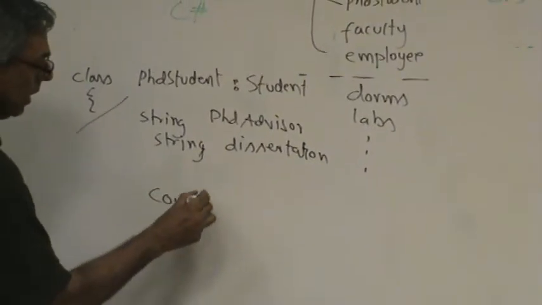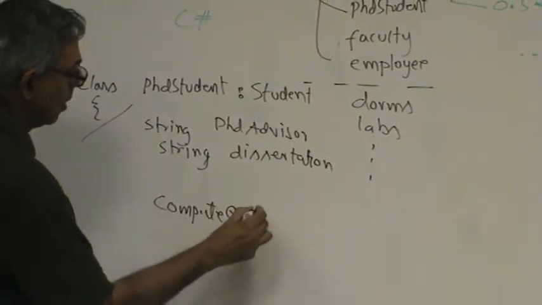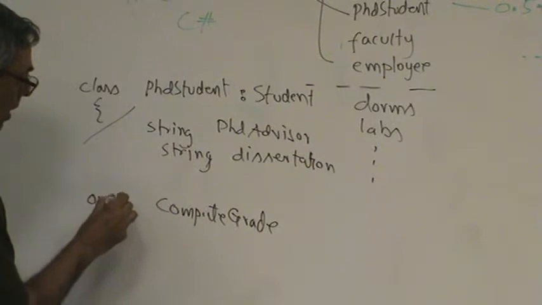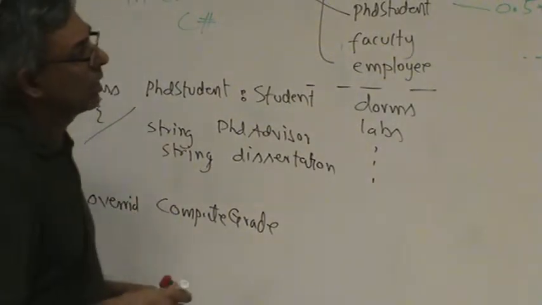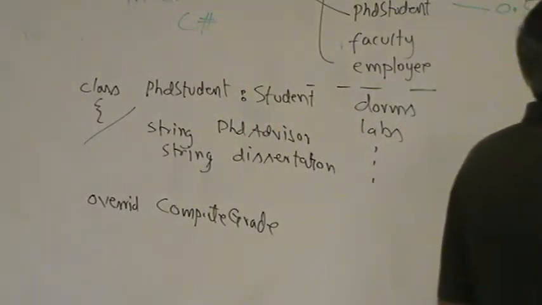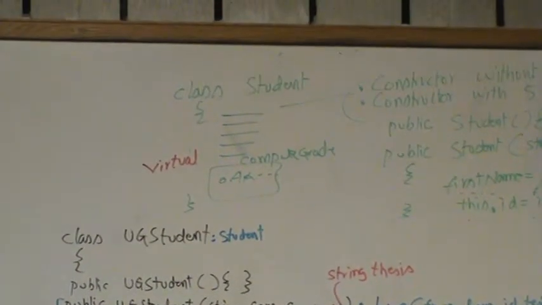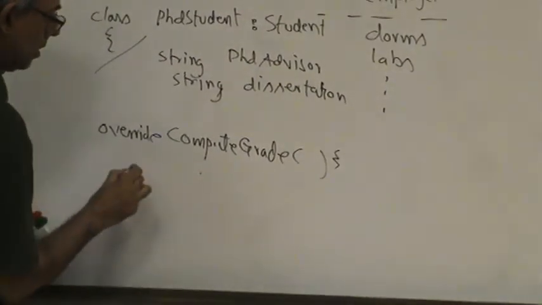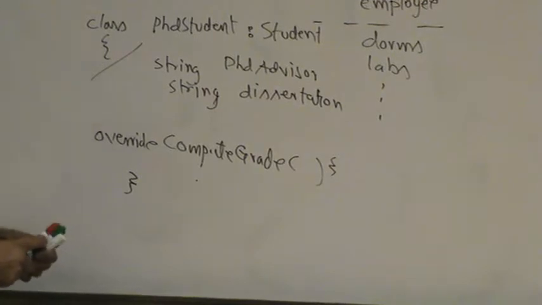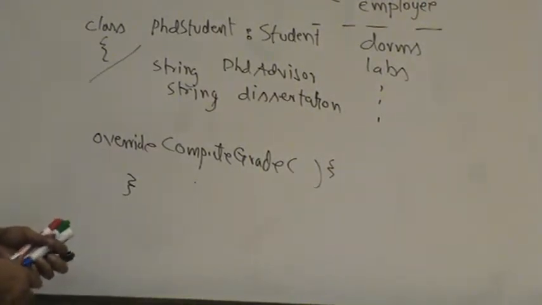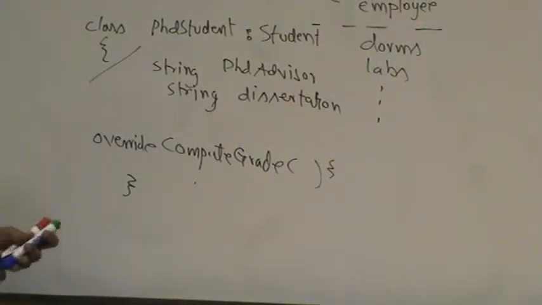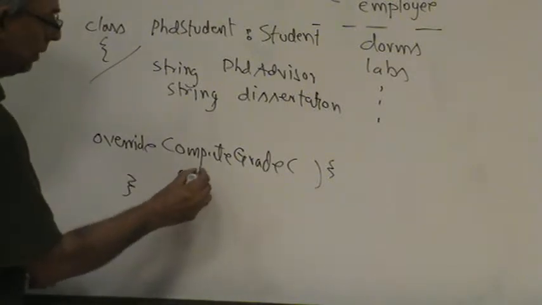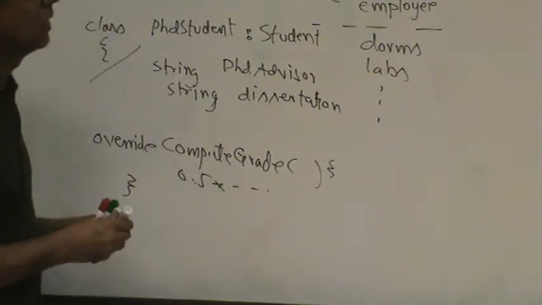Now what about the compute grade method over here? How will you declare it? We have to override. And what does that mean? That in the student, it has to be declared virtual, right? Okay, so anyway, now let's go to part-time student. And of course, you can put the code 0.5 times, and so on.